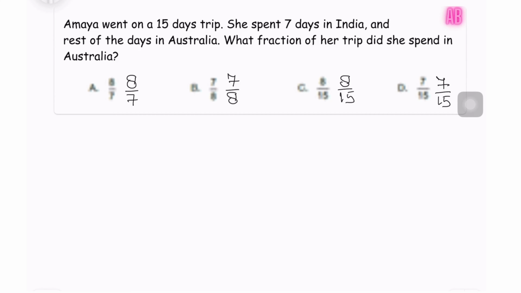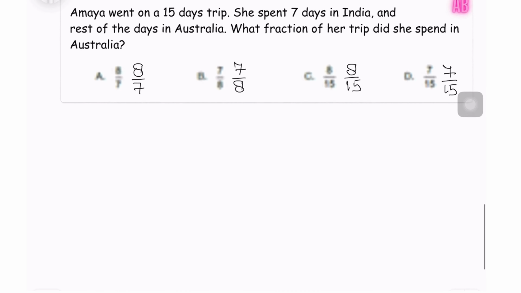Okay, so here is the next question on your screen, again on fractions. Let's try to solve this question together. The answers were not very clear, so I have just copied the answer again clearly. The question is, Amaya went on a 15 days trip. She spent 7 days in India, and the rest of the days in Australia.